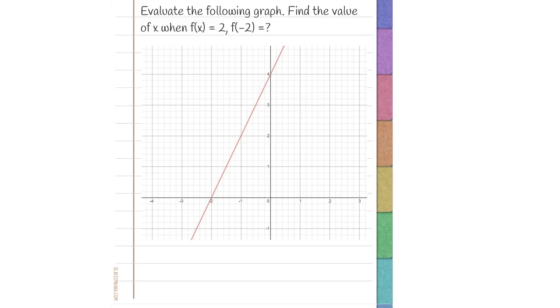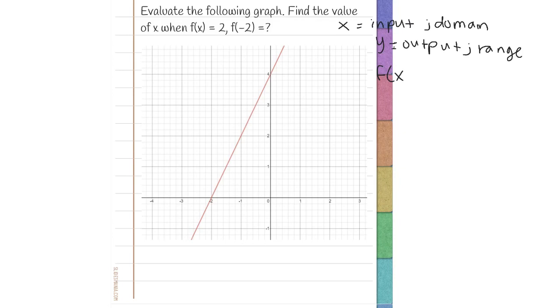All right. So remember, whenever they give us an x, that is the same thing as the input or the domain. And whenever they give us y, well, that's the same thing as the output or the range. So let's do the first one. Find the value of x when f of x is equal to 2.